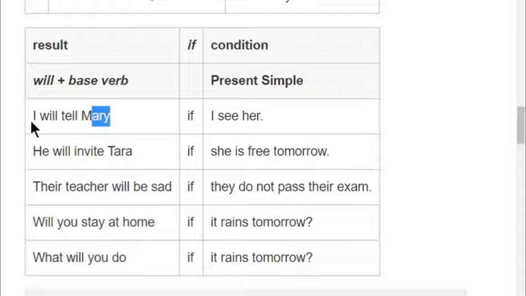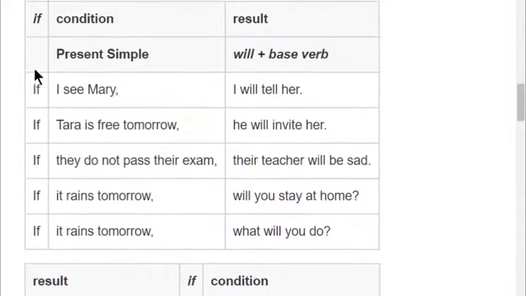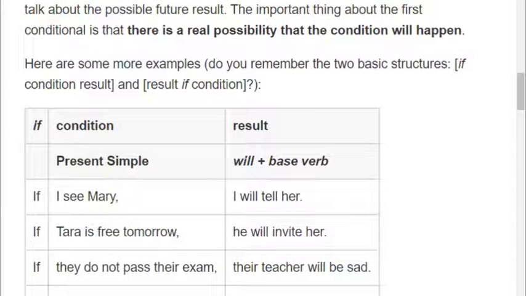So let's go over these examples. I will tell Mary if I see her. He will invite Tara if she is free tomorrow. Their teacher will be sad if they do not pass their exam. Will you stay at home if it rains tomorrow? What will you do if it rains tomorrow? So that is a few examples that you can use. Now let's go back to the book and take a look.